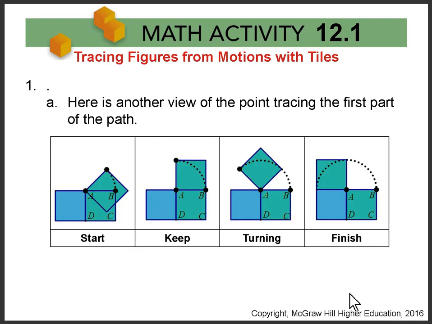Here's another view of that point tracing the first part of the path. I have just sketched here the square moving slowly up. So there's B, it's moved up some, it's still moving in the third one, and then in the fourth one it's all the way around. Hopefully this will help you see how that semicircle traced path occurs.